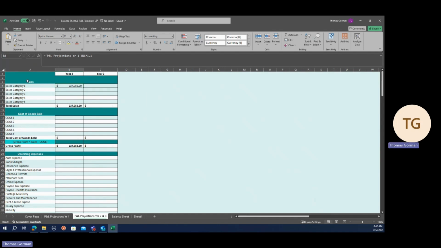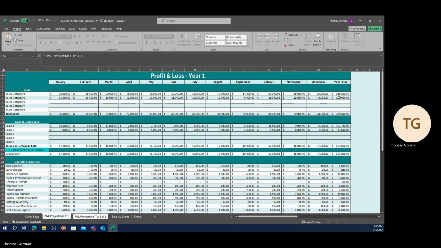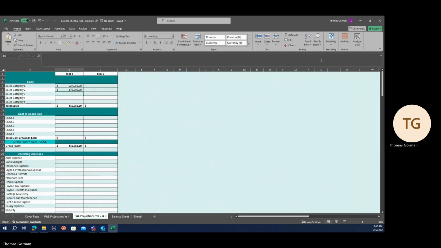And we would do the same thing for sales category two. So again, we do equals, and we go back to year one projections. Select product two, times 1.1, enter. And there we have the data for product two, year two.